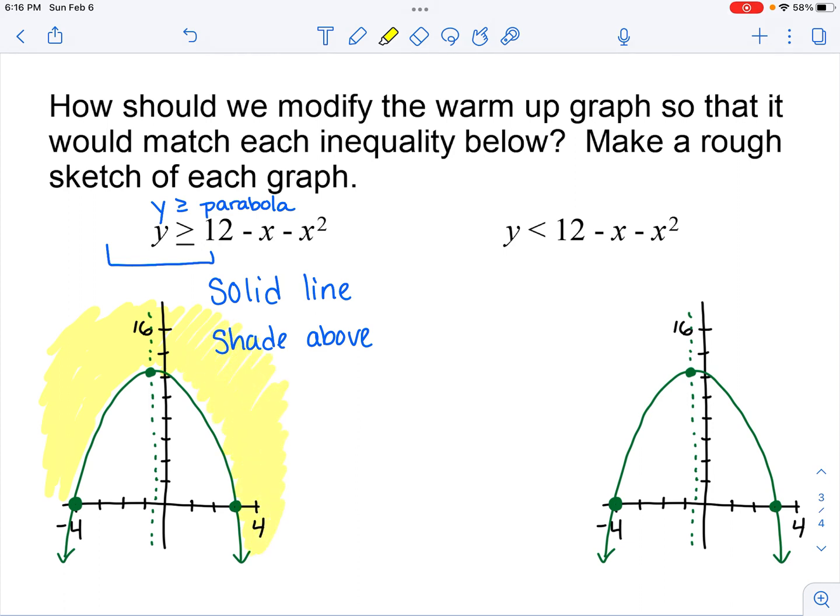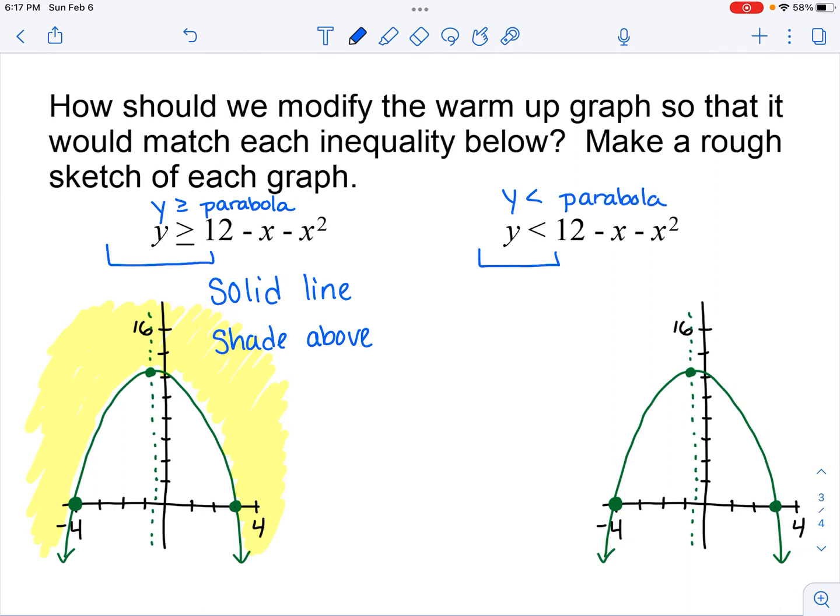Okay. And you want to cover your entire grid completely. All right. If you're not sure if you're shading the right direction, you could always pick a point, say for example 0, 0, and plug it in. If it works, it should be in the shaded area. If it doesn't work, it should not be in the shaded area. Okay. So then what about the other one? What about the one off to the side? So now I see y is less than, okay? Y is less than a parabola.